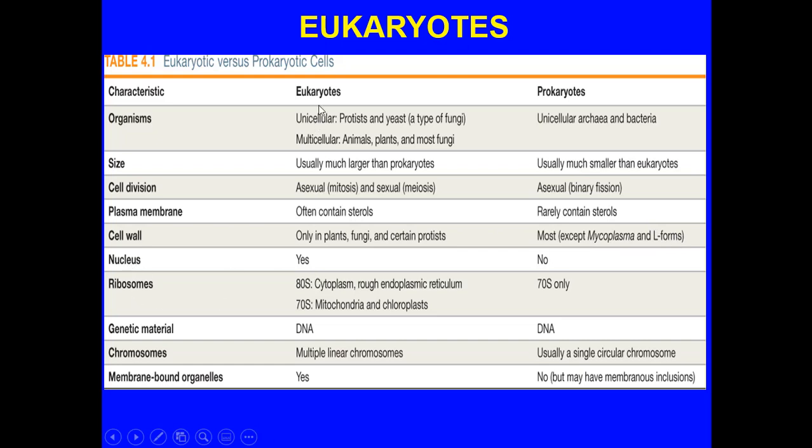Nucleus, yep, exists in the eukaryotes, but not in the prokaryotes. Ribosomes. The ribosomes in eukaryotes are 80S for the cytoplasmic ones, the rough endoplasmic reticulum. But remember, if you have either mitochondria or chloroplast, your eukaryotes are going to be 70S, just like the bacteria. 70S. The genetic material for both is the same, DNA. The chromosomes, though, may be multiple linear chromosomes for eukaryotes, whereas in prokaryotes, usually you have just a single circular chromosome.